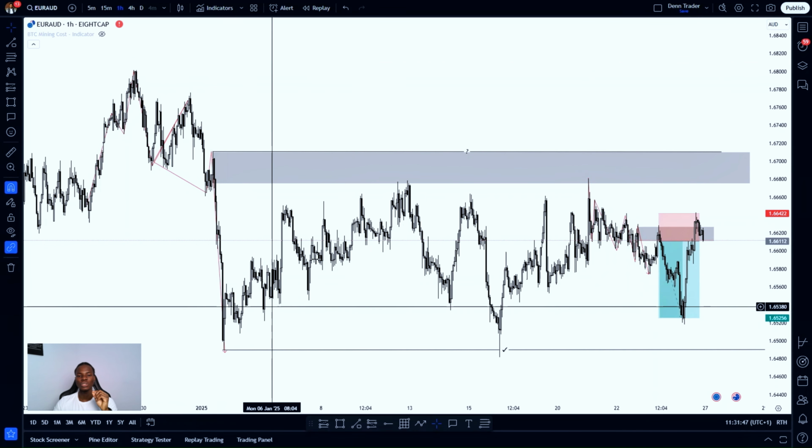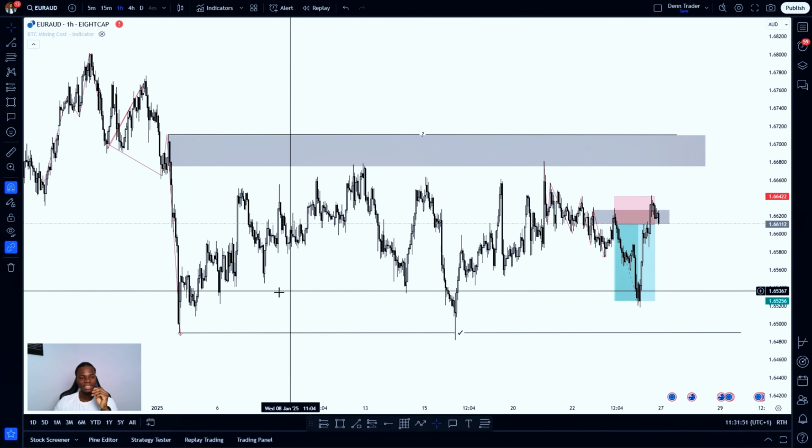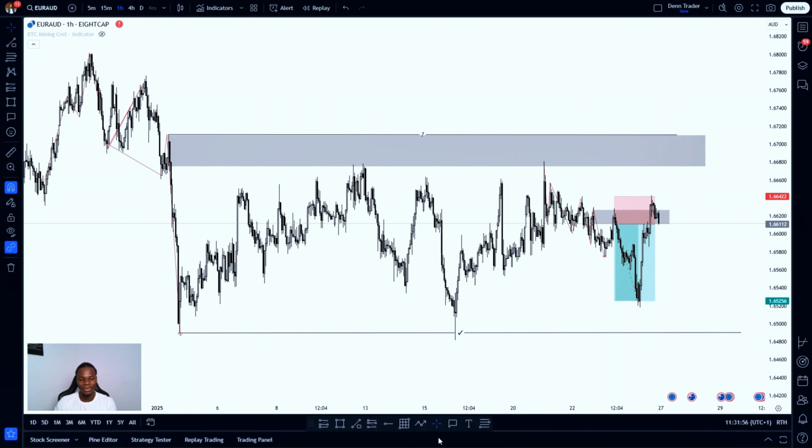So what I was looking for was the price to come back into this zone. I think somewhere here, I was looking for a trade, but I didn't get one. And another thing is, if you notice, this is a ranging market, pretty much consolidation.